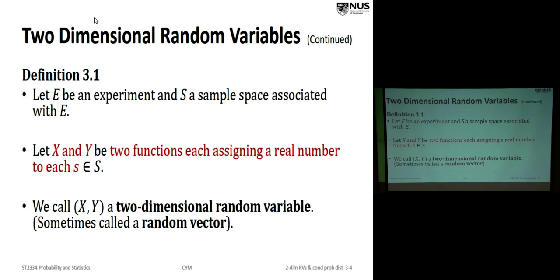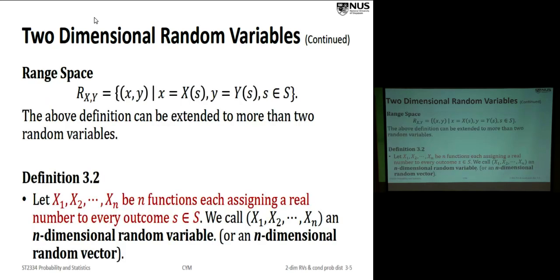Okay, and if you like, it can be a random vector. In the case where we have two things, we can use vectors. Don't worry, there's not much vectors in this part of the lecture.